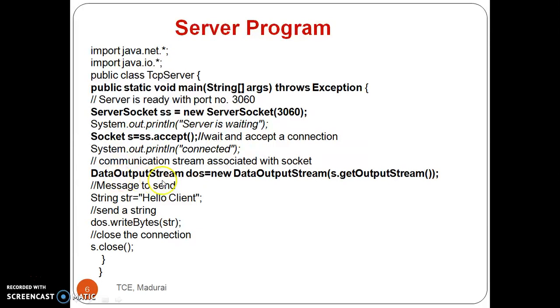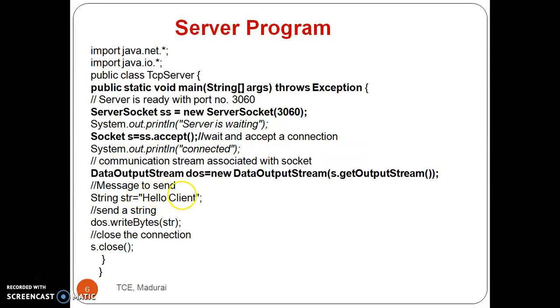Then we need to define a data output stream, because now we are going to make use of this server program as a transmitter program. That means we are going to send some data to the client side. So we need to define some data, and then we need to send that data. Now data is transmitted through a socket in the form of a byte stream. So we are going to make use of a class called DataOutputStream and a method getOutputStream. So dos is the object name of the DataOutputStream.